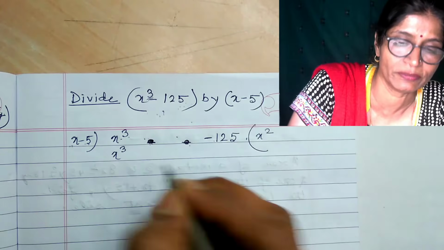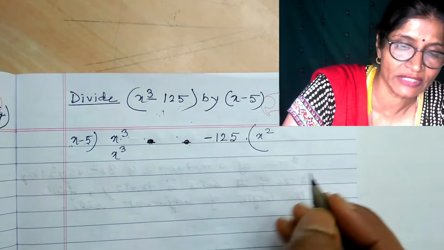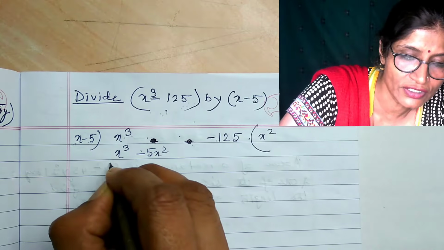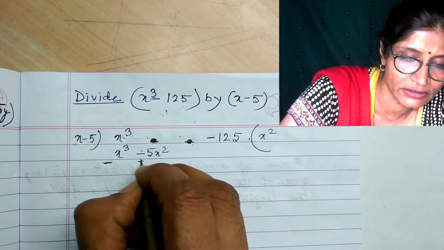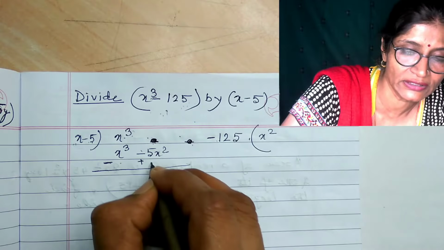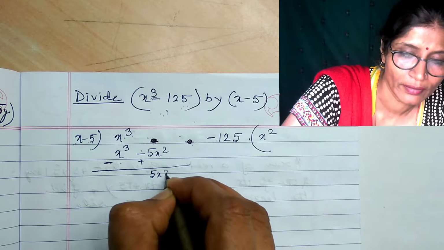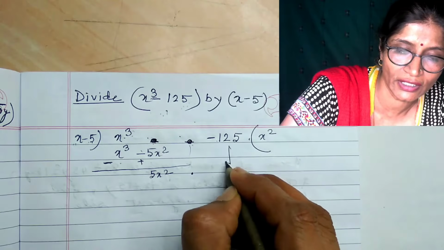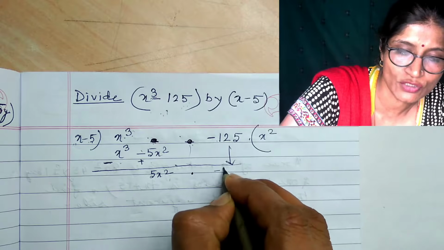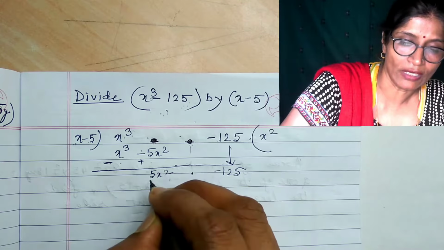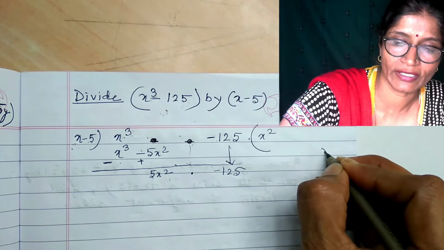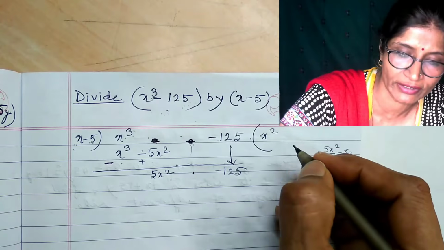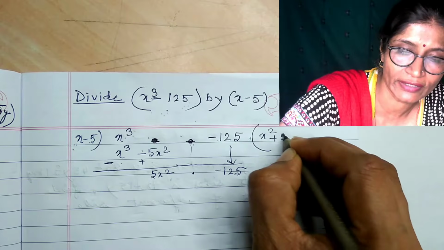If I won't leave the space, where will I write the like terms? I want to write them here. So here I will write minus 5x square. Then change the signs. Minus here, plus here. So this will be cancelled and this is 5x square. Here again, for this, leave space, and here this is there. I will write it here. Minus 125. Now 5x square divided by x is 5x. It means my next term is plus 5x.